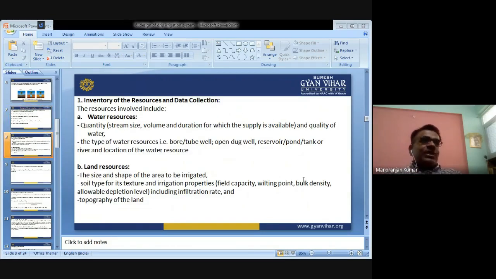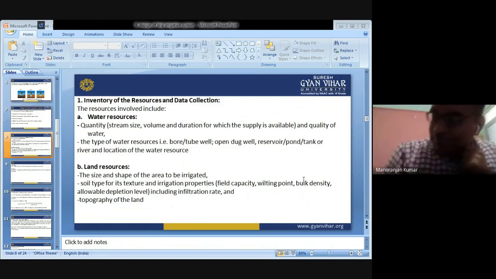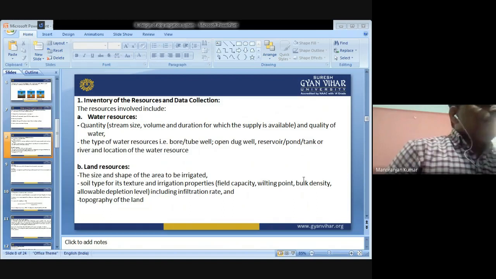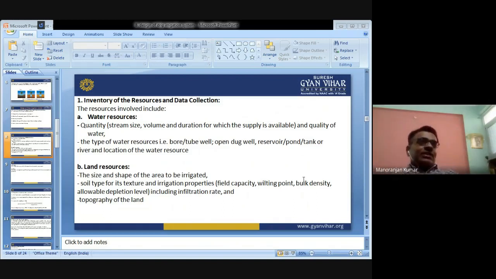Okay, so first is the inventory of the resources and data collection. Before making a design, we should collect all the data related to this design. What are the different data required for the designing of drip irrigation system?